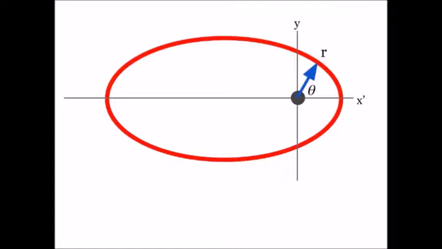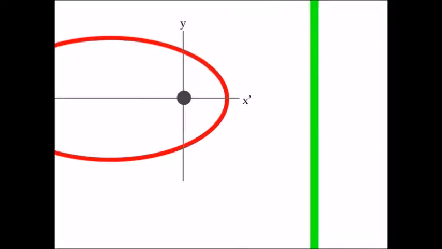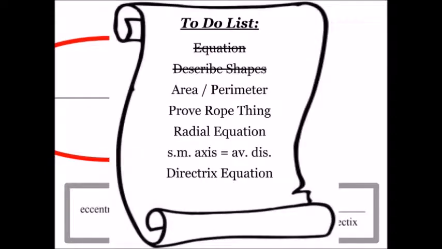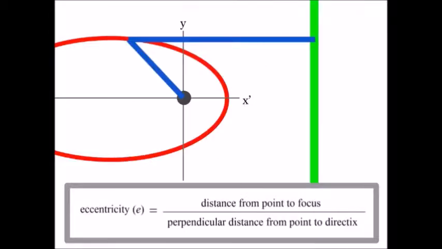To find an equation for R, we'll look to the distance to this line, called the directrix. And we'll use a new equation for eccentricity. Now it's the ratio of the distance from the point to the focus to the perpendicular distance from that point to the directrix. Huh? Well, that's definitely going on the list of things we need to prove. But let's think about it.